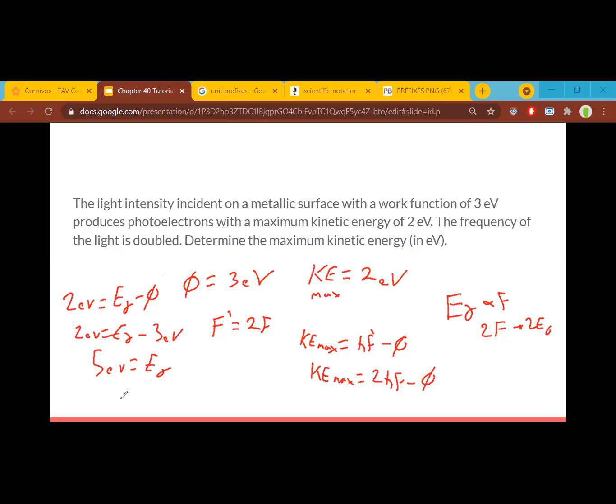And now you're told that you doubled the frequency. So that means that the new energy of the photon must also be doubled. So we have 10 electron volts of photon energy. So if you plug that in, you get that the max kinetic energy is 7 electron volts. And that will be it.